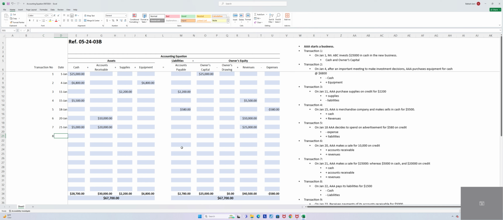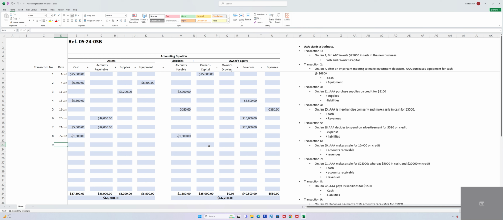And transaction number 8. On January 22, AAA pays its liabilities for $1,500. Okay, that means it reduces our cash by 1,500, and it also reduces our liabilities. You remember we borrowed this money, 2,000 here, 2,200 here, and 550 here, and then we are reducing our liabilities. And then again 1,500 minus 1,500. So we see that both sides of the equation are the same.